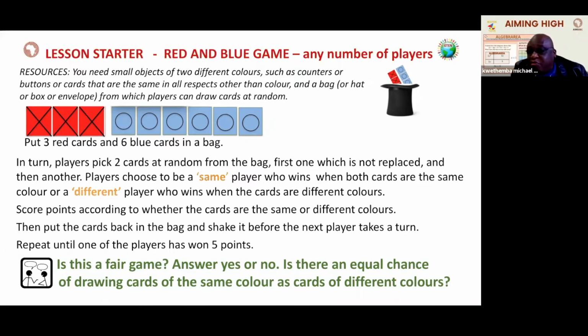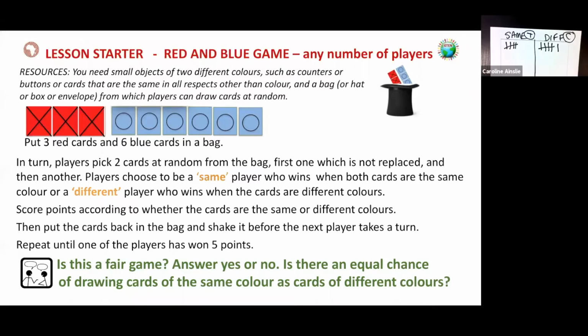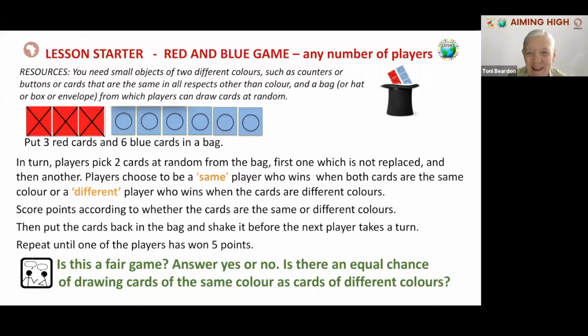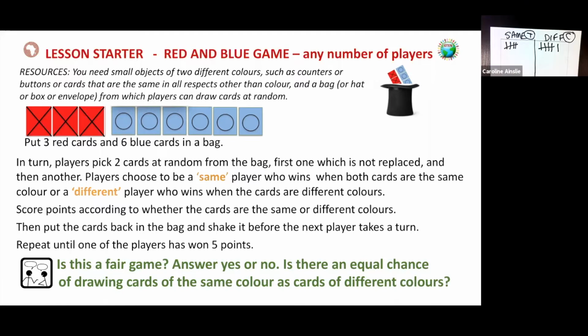The more games you play, the more interesting it becomes, because that's where you start realizing what is happening. Okay, we seem to have a win for different, but they're actually quite close. We've got 5 for the same team and 6 for the different team. We're asking you, do you think it's a fair game? Answer yes or no. Remember, Sammy says it's not a fair game. And Mokoena says it's not a fair game. Is there an equal chance of drawing cards of the same colour as cards of different colours?